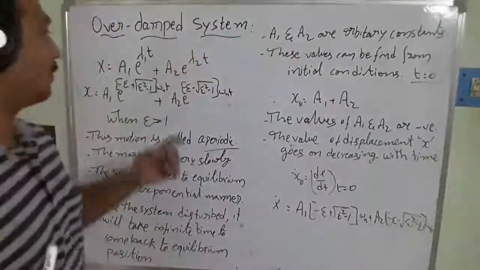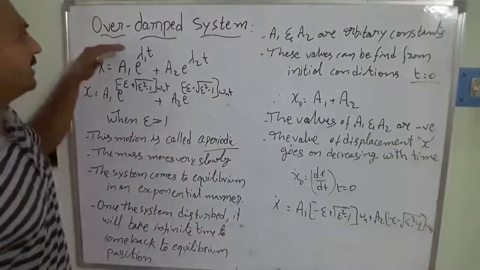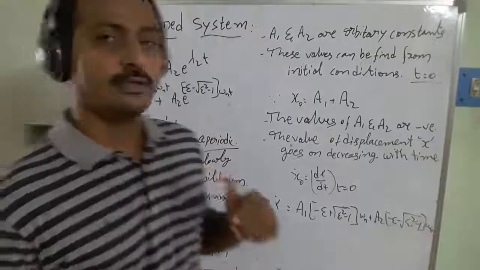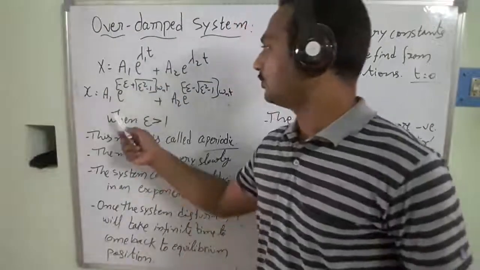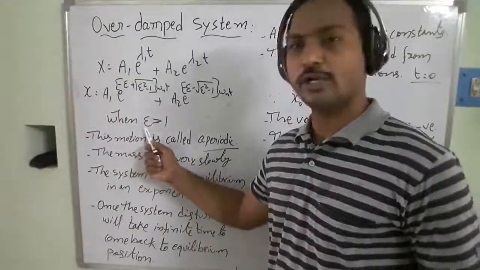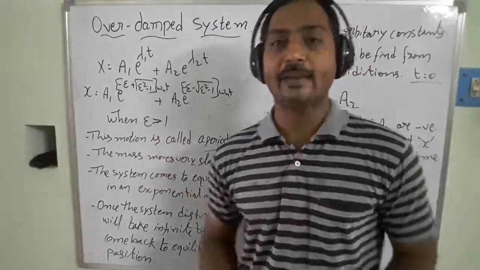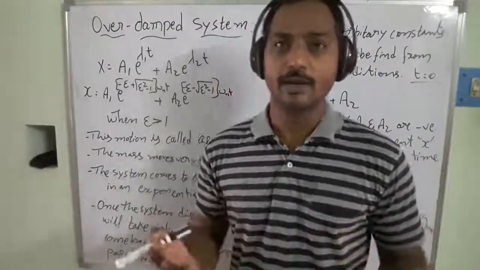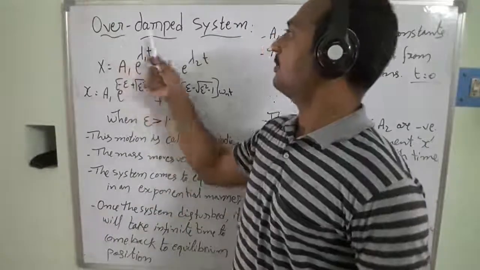So in this case, what will happen? When do we say the system is an over-damped system? We use the symbol epsilon: when epsilon is greater than 1, the damping ratio or damping factor of the system is more than 1, then we can say the system is over-damped.